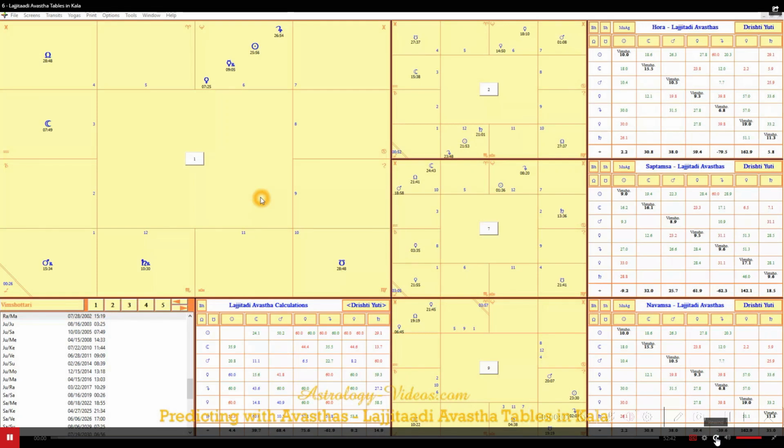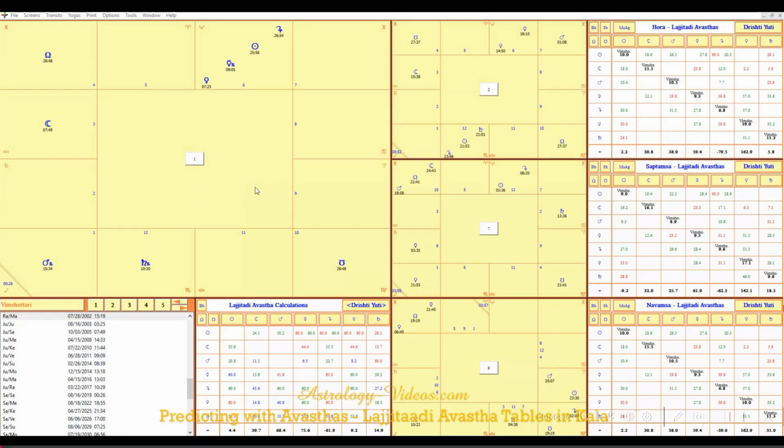A lot of people have been asking about all the calculations on the Lajitata Avashta screen in KALA. So I wanted to jump in and explain that screen a little bit better, so that you know what to focus on for now and don't get too concerned about the things that we're not going to be covering at this time in this course.